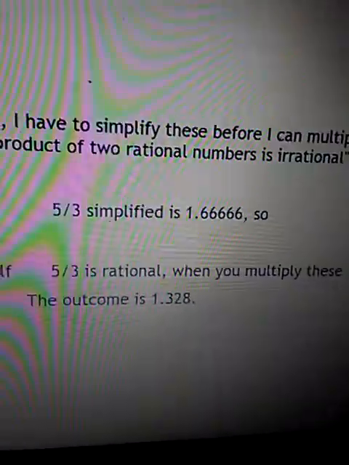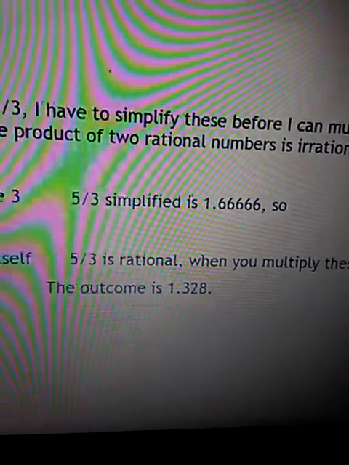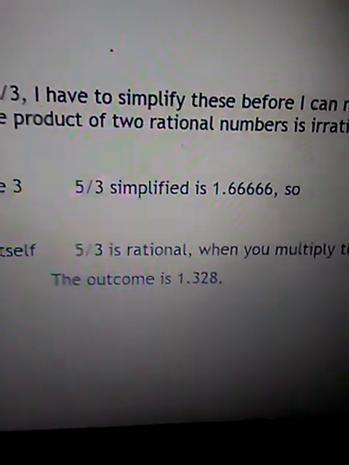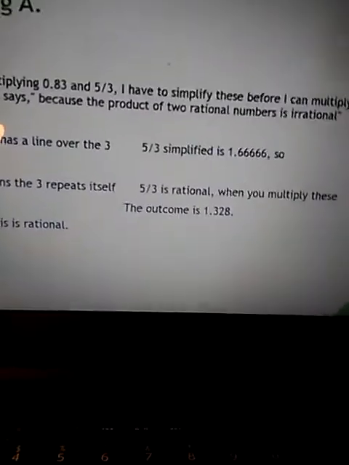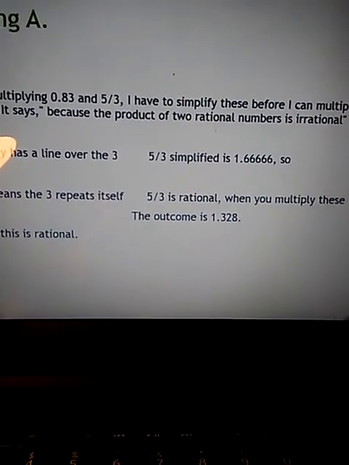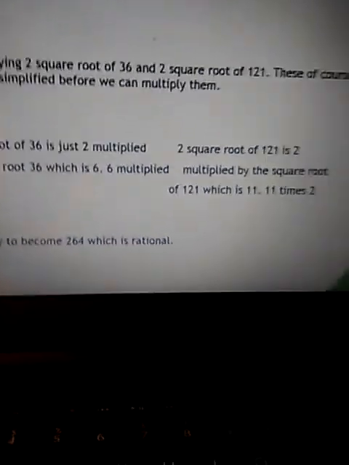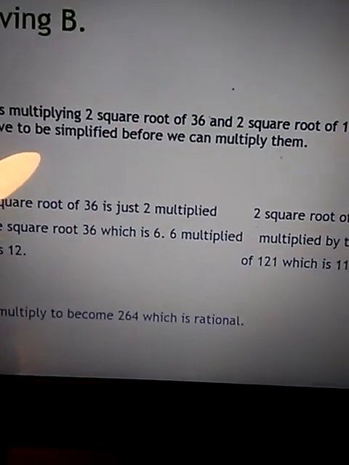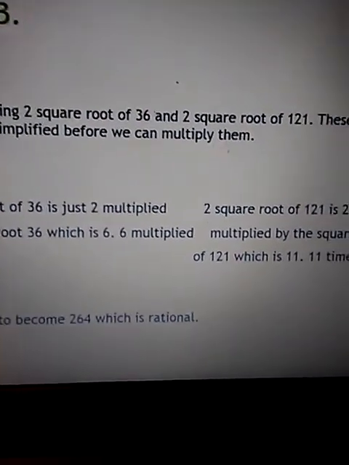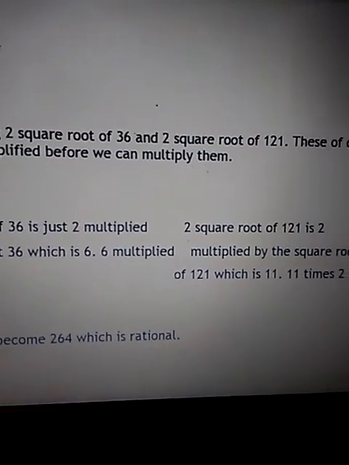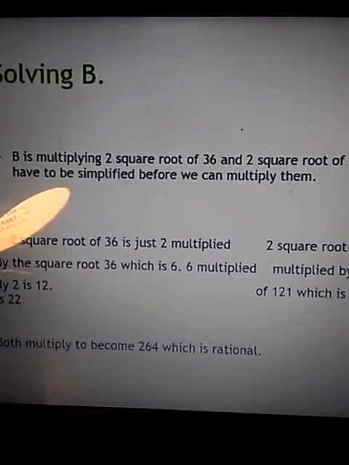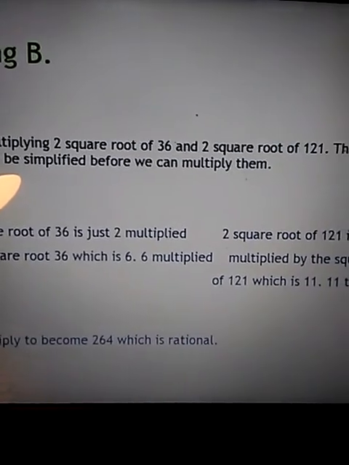When you multiply these, the outcome is 1.328. Now, moving on to B. B is multiplying 2 square root of 36 and 2 square root of 121. These, of course, have to be simplified before we can multiply them.